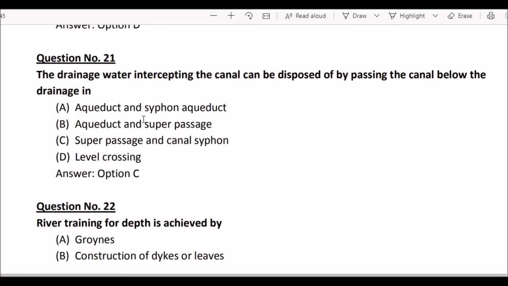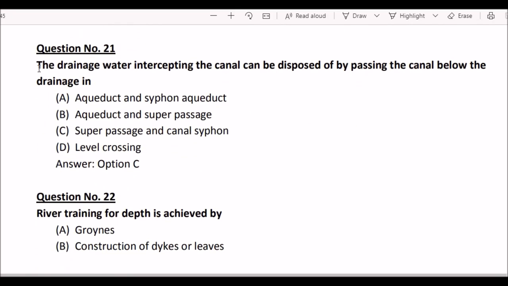Okay, next question. The drainage water intercepting the canal can be disposed of by passing the canal below the drainage in option A. Aqueduct and siphon aqueduct. Option B. Aqueduct and superpassage. Option C. Superpassage and canal siphon. Option D. Level crossing. Right answer is option C, superpassage and canal siphon.